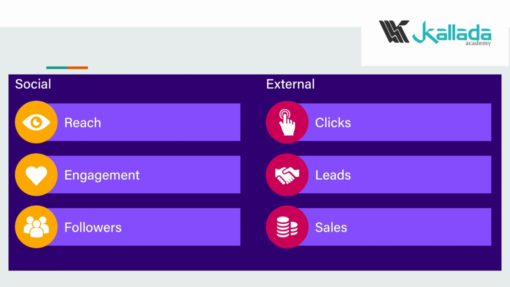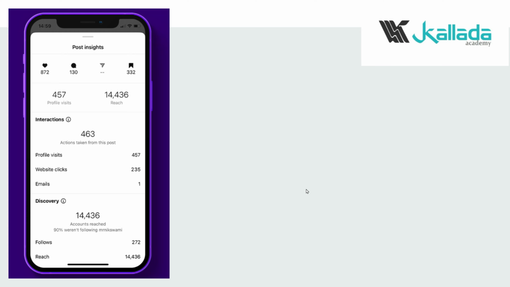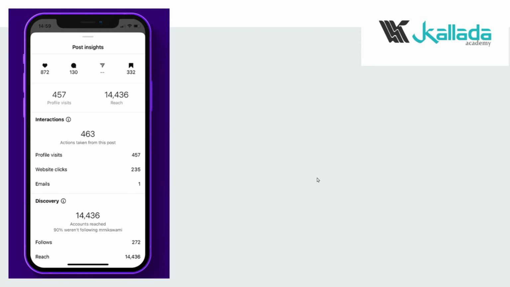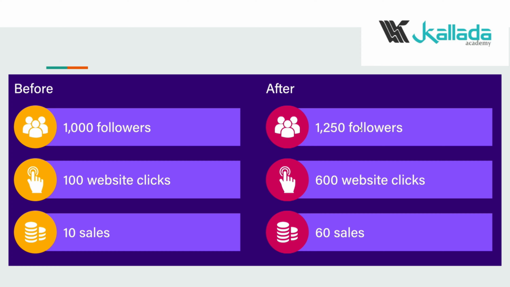Once you have explored these specific factors, you can get into the insights of your influencer, or you can ask the influencer to send you the post insights that are available with him or her. From that you will be able to assess the reach, the profile visits, and the actions that have been taken on that specific post. Once you have got these insights, you will be able to find out the before and after results.